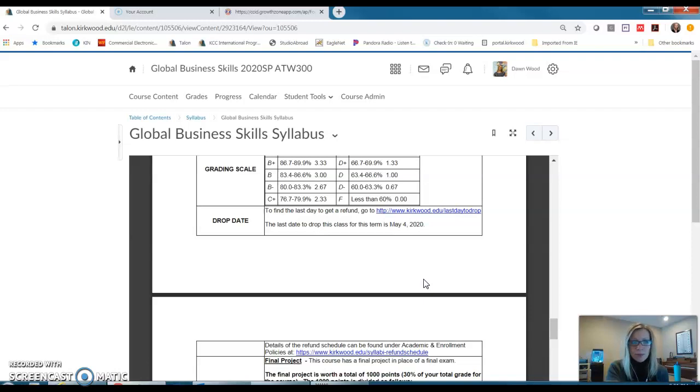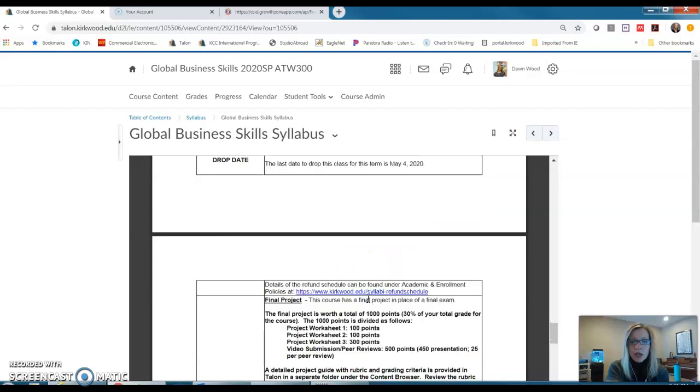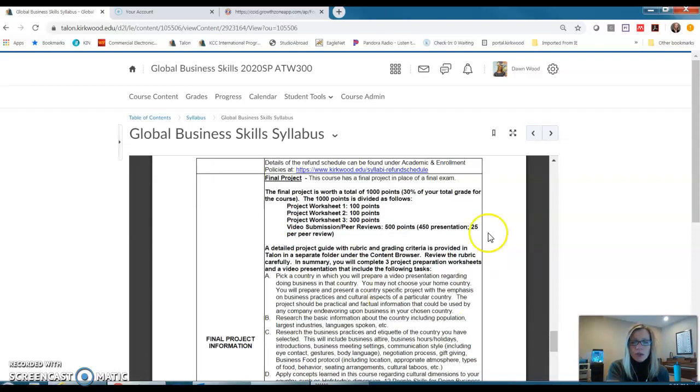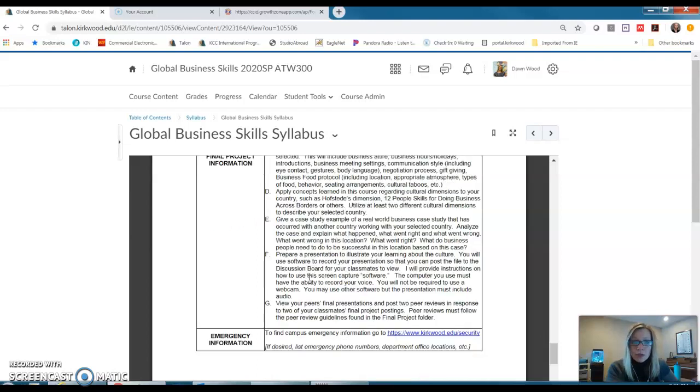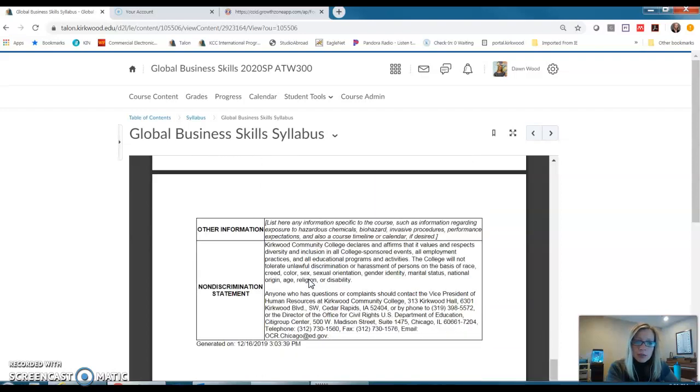This lists your drop information, the last date to drop, and then in the syllabus we have a lot of information about the final project, which you can also find in the final project folder in your course content on Talon. And we'll go over the final project in detail in a video on that tab, so I won't touch on that so much here.